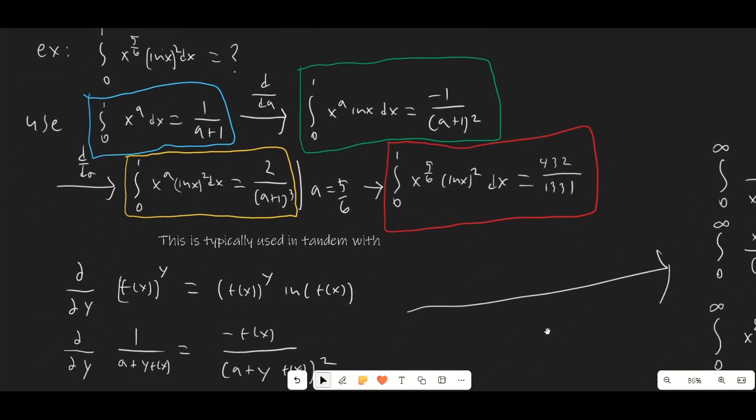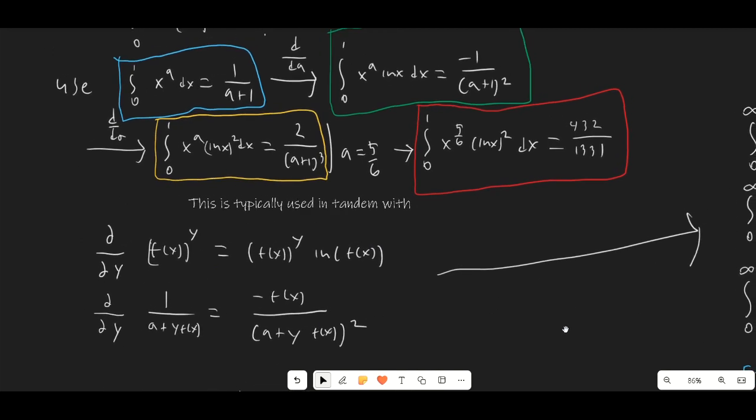So this is typically used in tandem with two interesting situations here. If we take the partial derivative with respect to y of some function raised to the y power, then we get that function raised to the y power times the natural log of the function, because the function was the base. And that's what we just used up here. So this is really, really common to see.